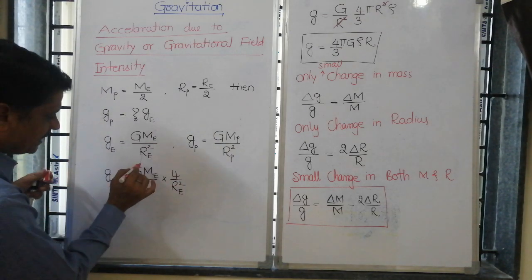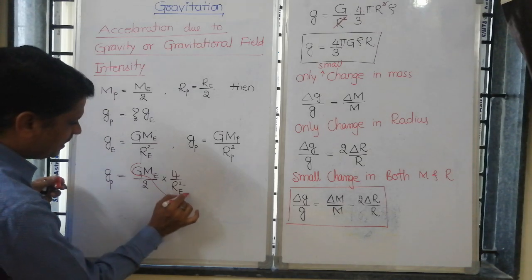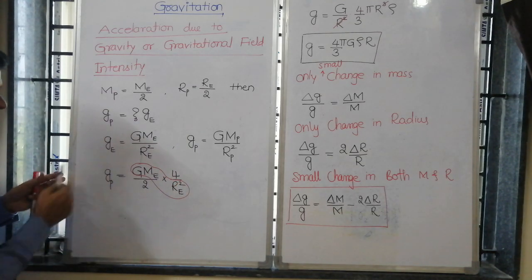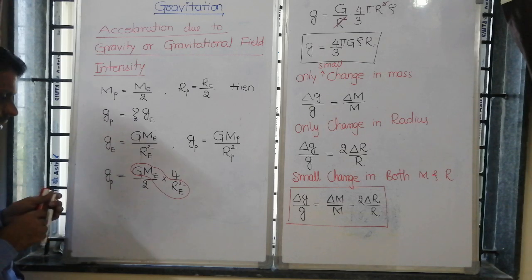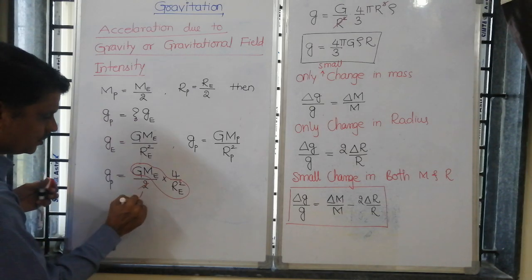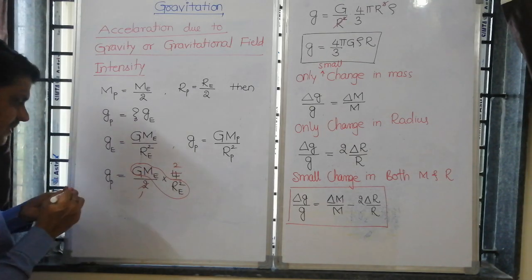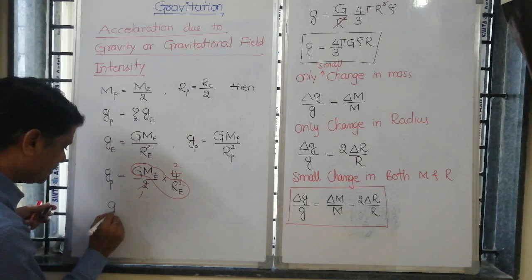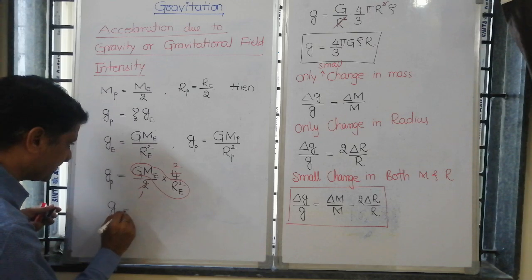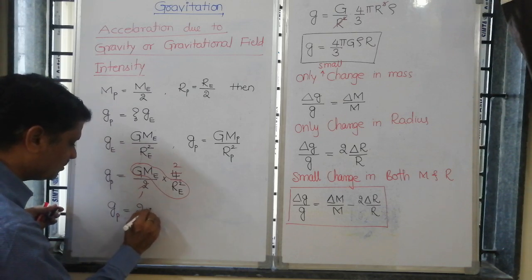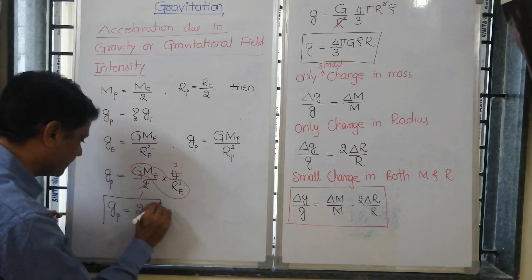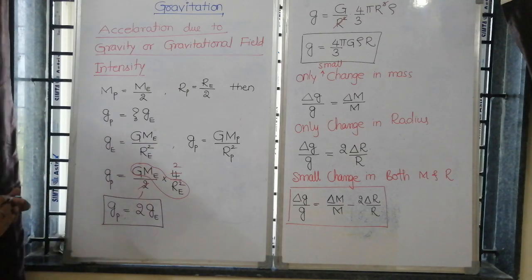You know, capital G M E by R E square is nothing but acceleration due to gravity of the earth. Okay, then it's 2 1s, it's 2 2s. Then finally I can write acceleration due to gravity of the planet is equal to 2 times the acceleration due to gravity of the earth. Okay, copy this.